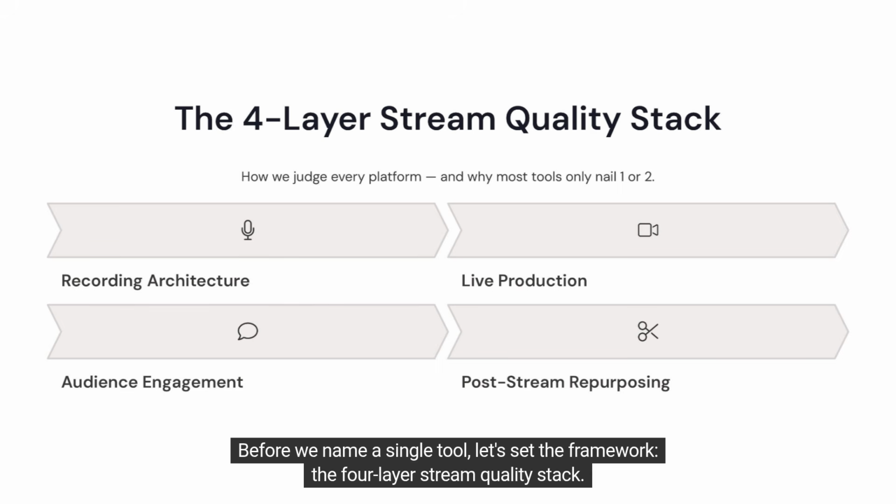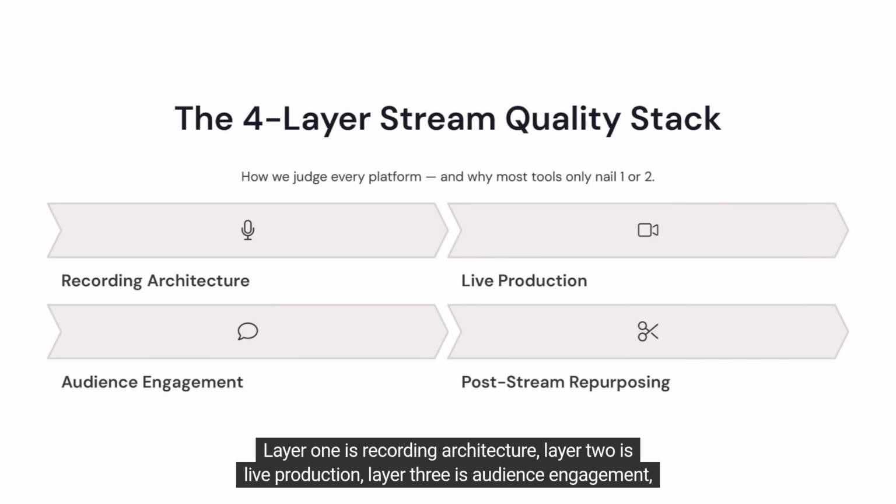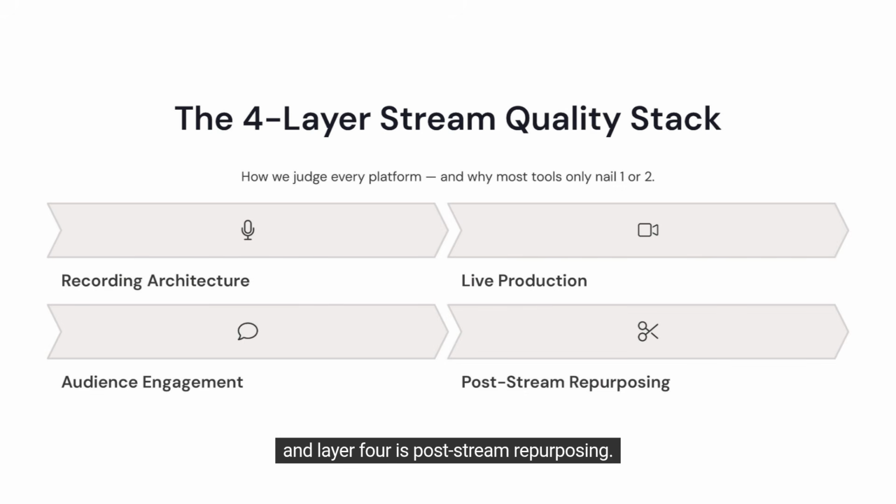Before we name a single tool, let's set the framework, the 4-layer stream quality stack. Layer 1 is recording architecture, Layer 2 is live production, Layer 3 is audience engagement, and Layer 4 is post-stream repurposing. Almost every platform nails one or two of these. Almost none nail all four.